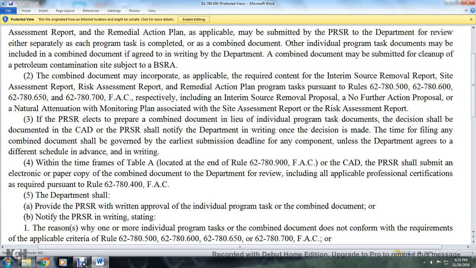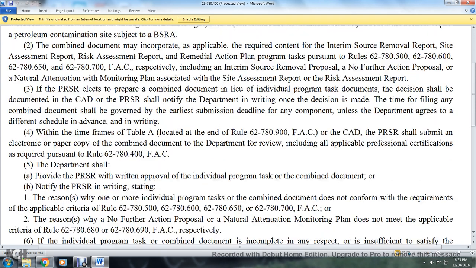The person responsible for site rehabilitation shall submit an electronic and paper copy of the combined documentation to the department for review, including applicable professional certifications required pursuant to 62-780.400. The department shall provide the person responsible for site rehabilitation written approval of the individual program task combined with the documentation, or notify the person responsible for site rehabilitation in writing of the reasons.